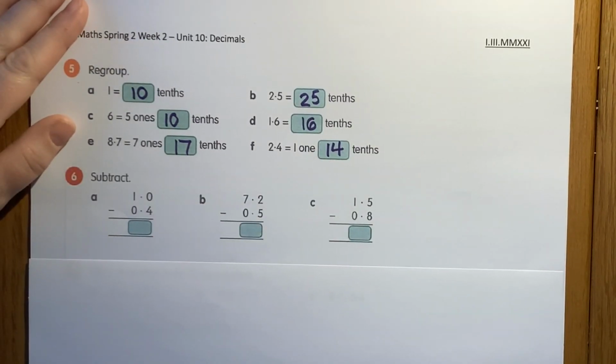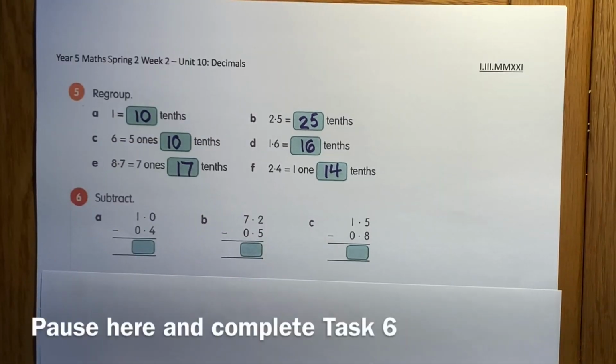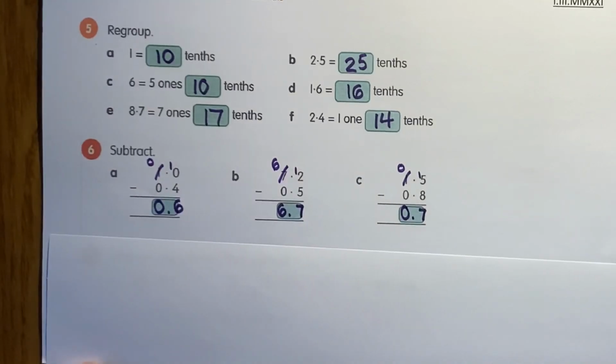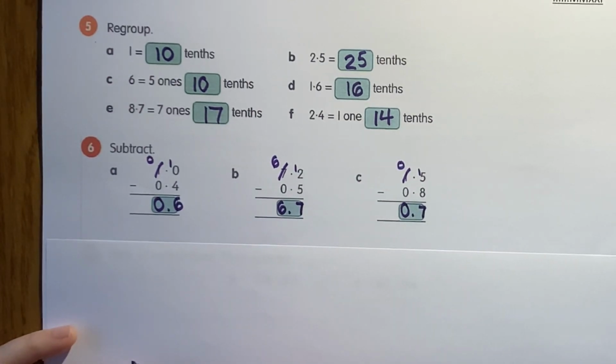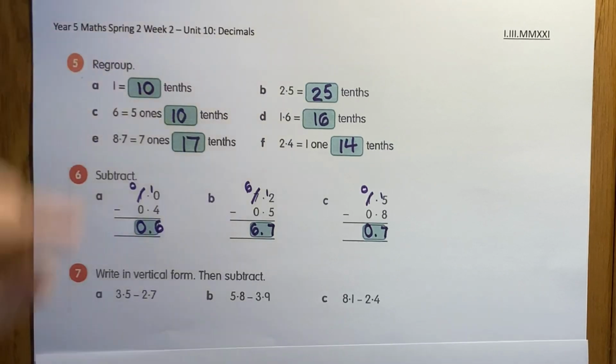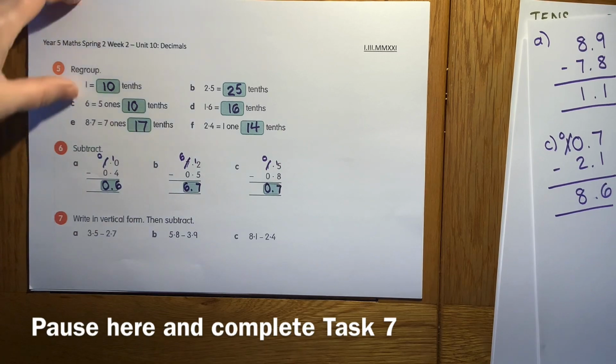Could you pause your screen and have a go at 6, A, B and C, and then unpause for the answers. Okay, there are your answers then, and you can see where I've done my regrouping as well. Last of all then, number 7, could you have a go at these, making sure you line up your digits correctly, just be really careful, and then unpause to see me go through the answers.